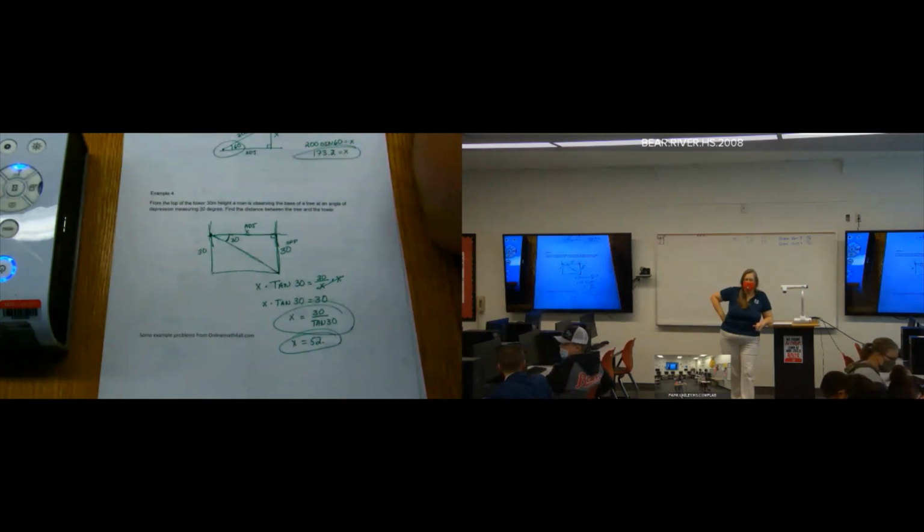So, everybody knows what they're doing. You can get started, work together. That would be just fine. You can draw pictures. Every one of these pictures is a right angle. That should help you.